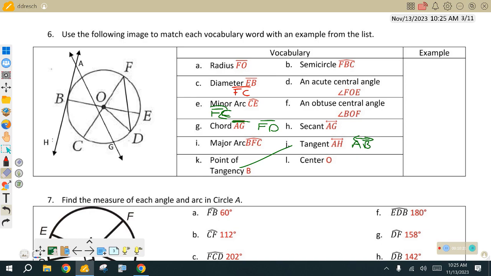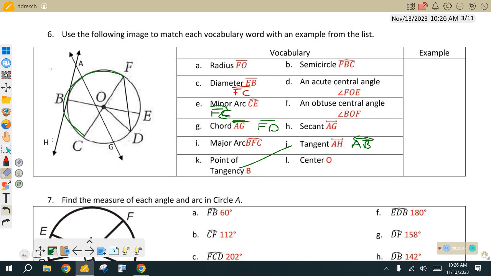Going up at the top, semicircle. Semicircle, remember we said that last week. If you just said FC, I don't know what semicircle you're referring to. You've got to tell me a point in between F and C to show which direction, for what semicircle. And when I said FBC right here, that tells me this left semicircle.